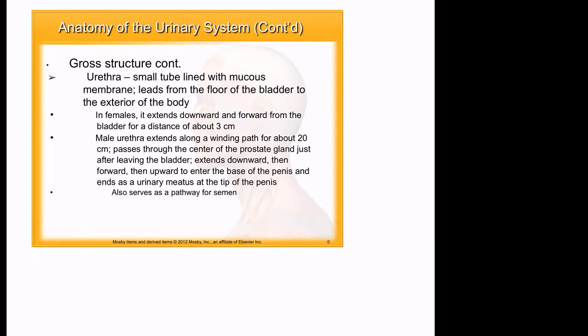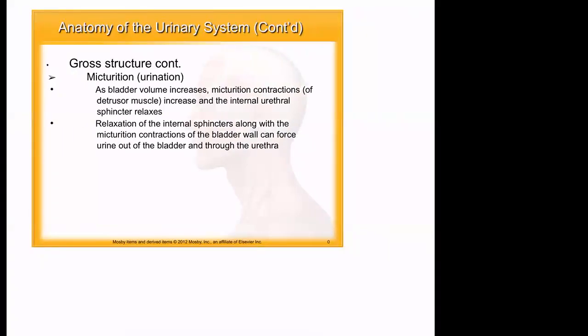And although not listed on this slide, we saw it earlier, the opening to the urethra is called the urethral meatus, or in the book, I think they call it the urinary meatus. Meatus is spelled M-E-A-T-U-S. It looks like "meet us." You want to say "meet us." It is pronounced meatus, and it is an opening. So you see that in other areas of the body as well.